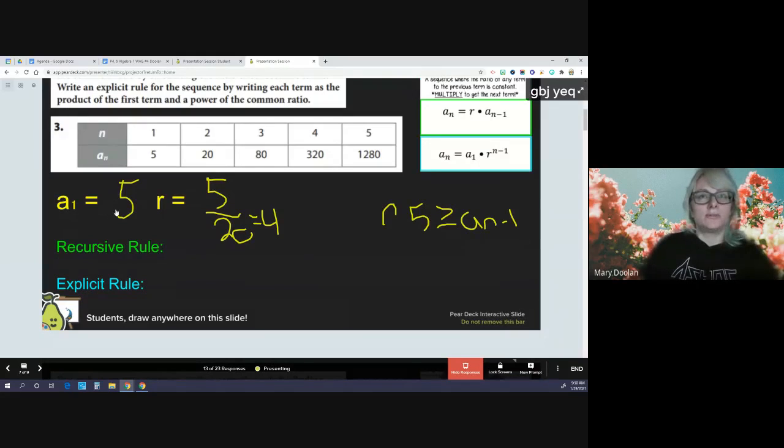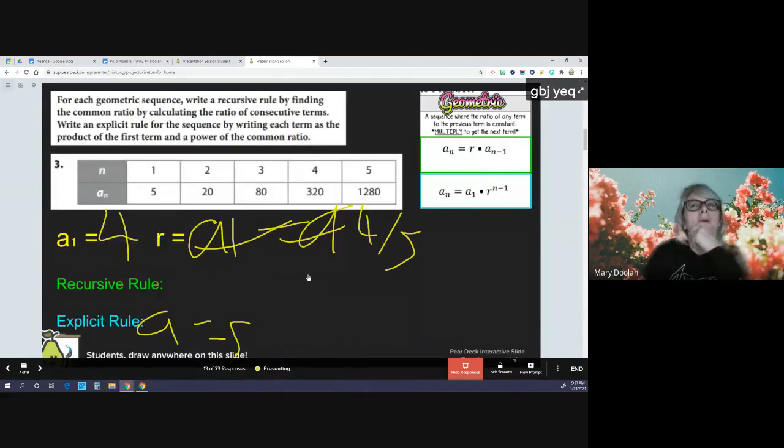Common ratio, 5. Good. I'm sorry. First term of the sequence, 5. Common ratio, 5 divided by 20 is 4. Well, 5 divided by 20 is not 4. 5 divided by 20 is a number less than 1, but 4 somehow is the common ratio. So this is partially right. That fraction's wrong. We have the ratio reversed. It should be 20 over 5.